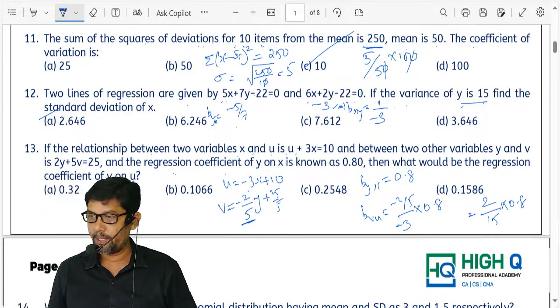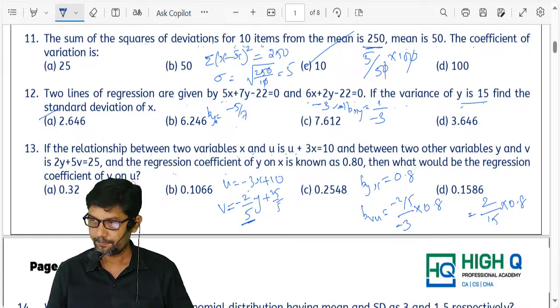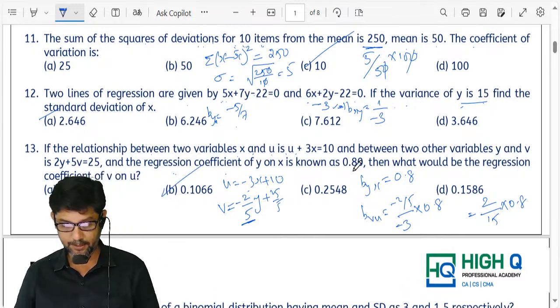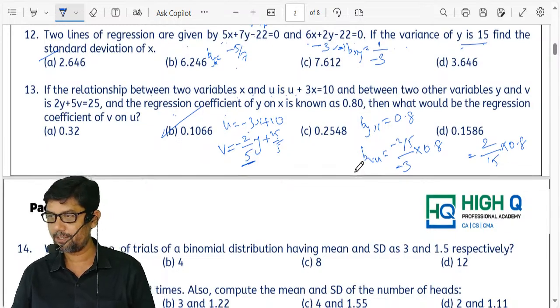What is the answer? 1.6 divided by 15. So 0.1066. You got the same answer or a different answer?